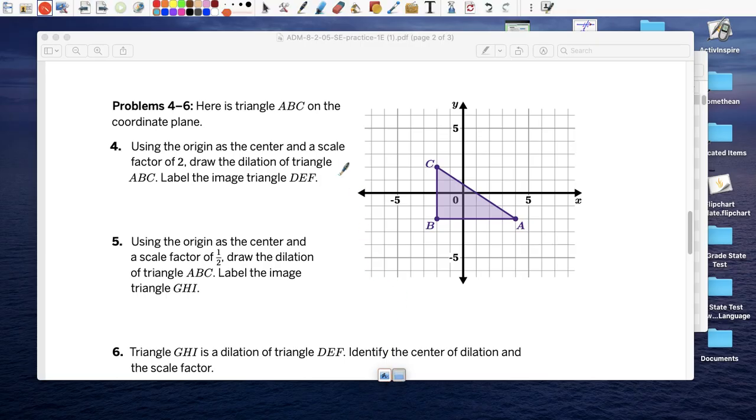Let's look at this one. ABC, the center is your center of dilation, so let me put a dot there. And a scale factor of 2. You draw the dilation of the triangle and label the triangle DEF. Why would I label it DEF?